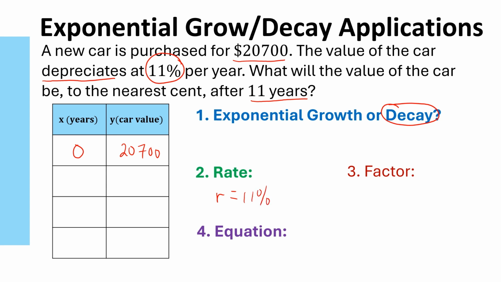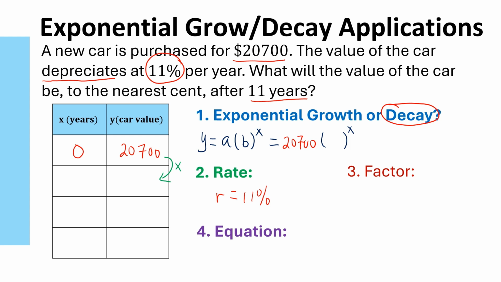The general equation for an exponential function is y equals a times b to the x, where we know what a is. A is the original value of the car, which is $20,700, times b to the x. So b is what you multiply each time to get our next value. We are losing 11% of $20,700, so that means we are keeping 89% of it.